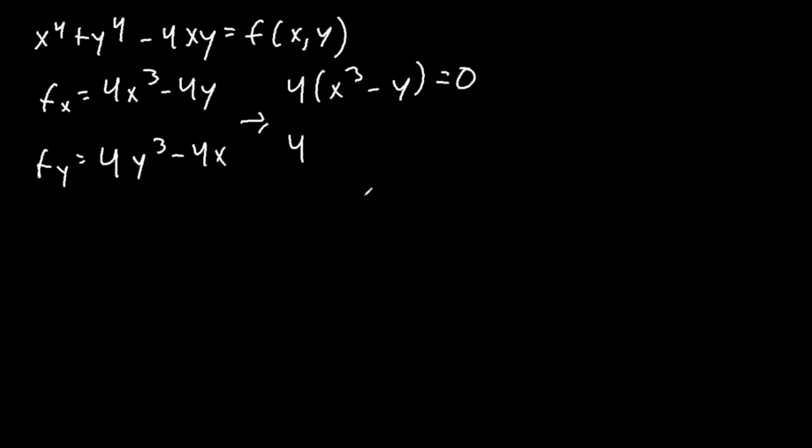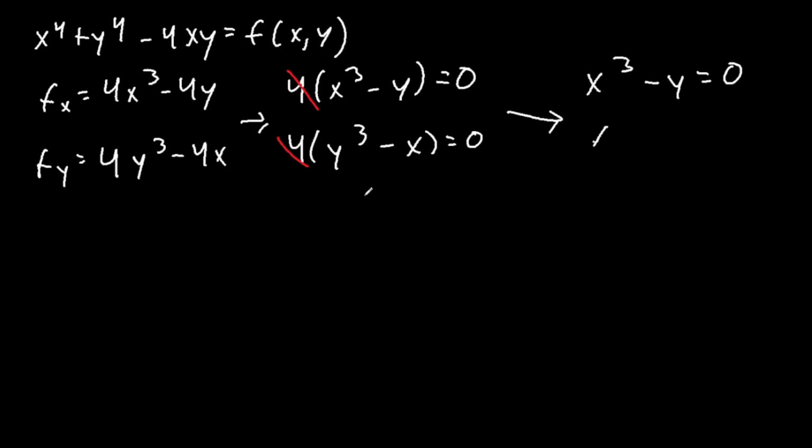So equal to 0. We can go ahead and factor out our 4 for the bottom function as well. Set this equal to 0. And if we divide both sides by 4, the 4 just gets eliminated. So this just goes away. And our function turns into x to the power of 3 minus y is equal to 0. And y to the power of 3 minus x is equal to 0.